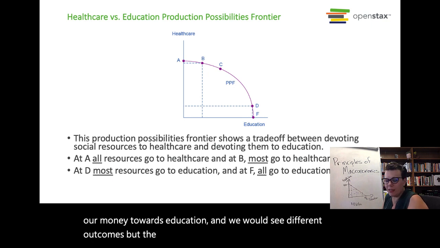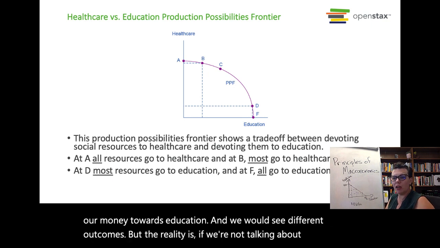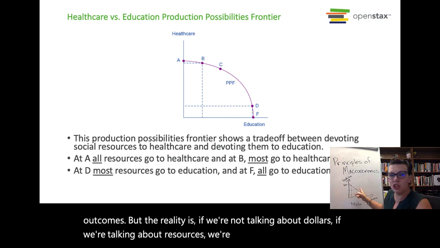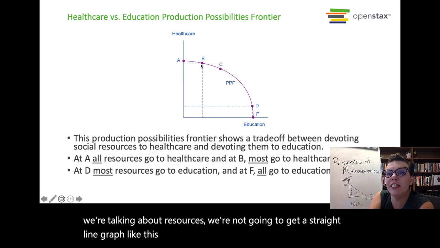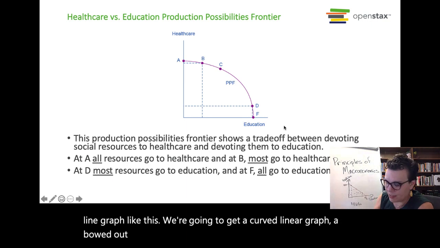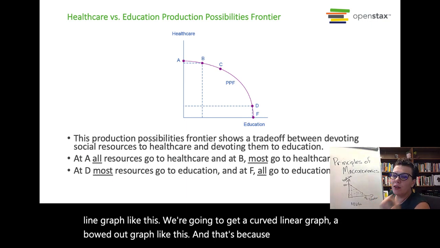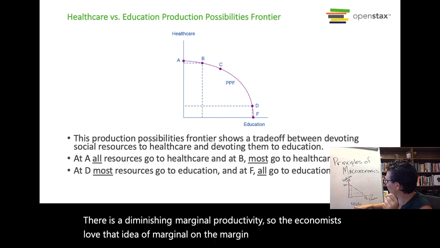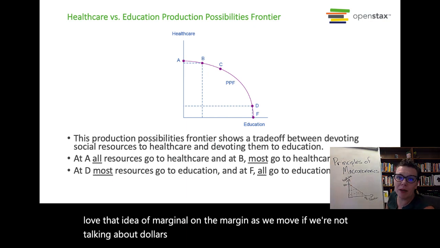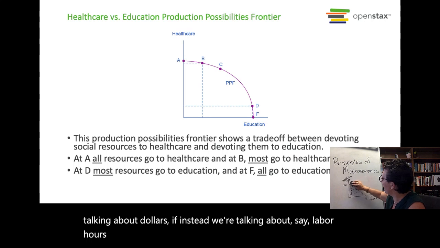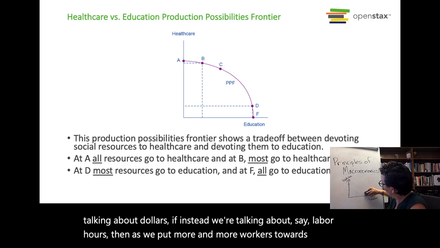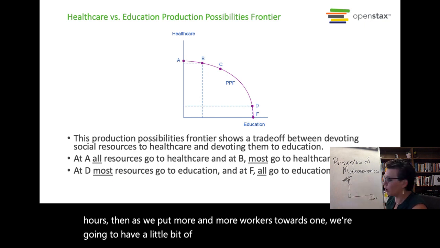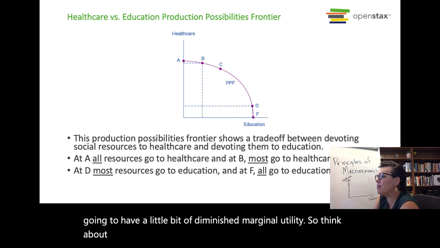But the reality is, if we're not talking about dollars, if we're talking about resources, we're not going to get a straight line graph like this. We're going to get a curvilinear graph, a bowed out graph like this. And that's because there is a diminishing marginal productivity. See, economists love that idea of marginal. On the margin, if instead we're talking about, say, labor hours, then as we put more and more workers towards one, we're going to have a little bit of diminished marginal utility.